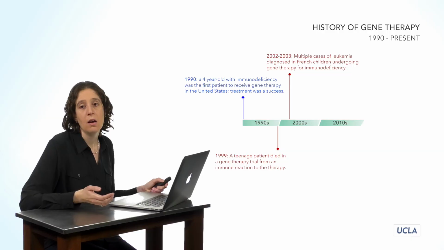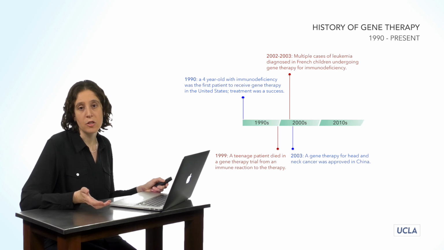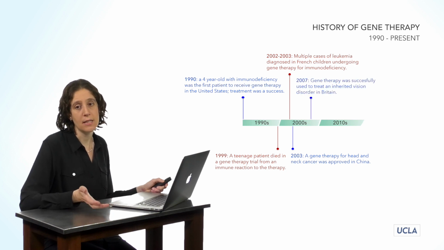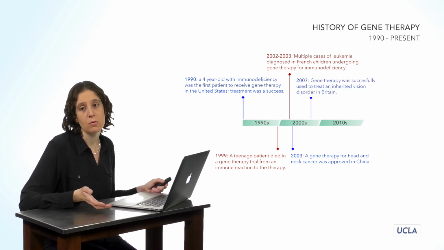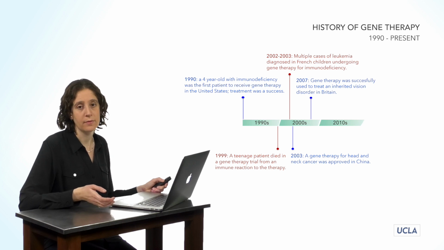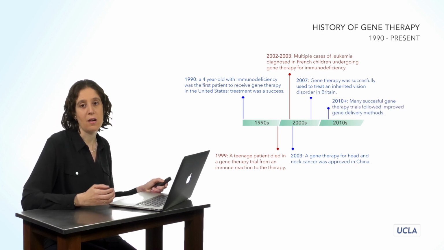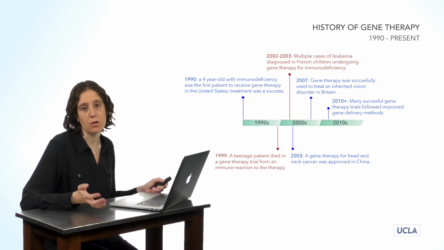But around the same time, there also were some successes. For example, in 2003, a gene therapy for head and neck cancer was approved in China. And then a few years later, in 2007, gene therapy was successfully used to treat a vision disorder in Britain. And then beginning in 2010, there have been many successful gene therapy trials as a result of improved gene delivery methods.